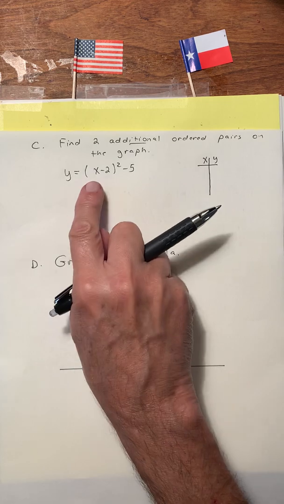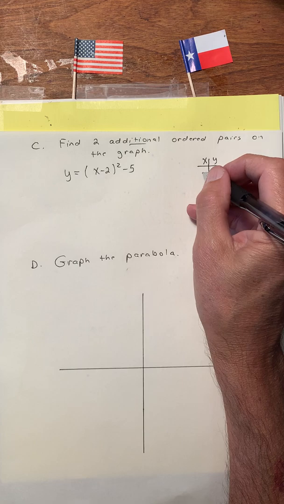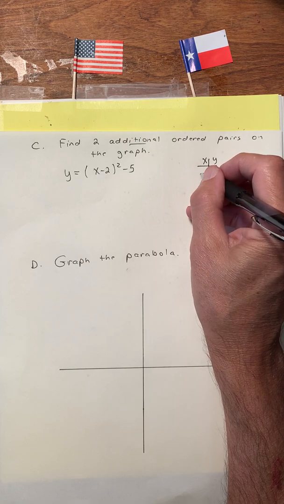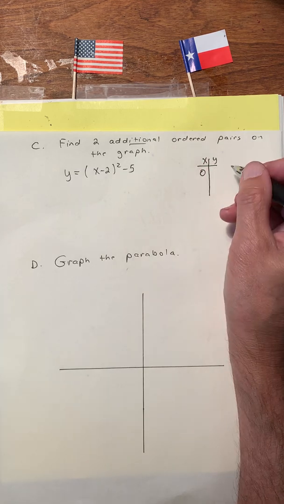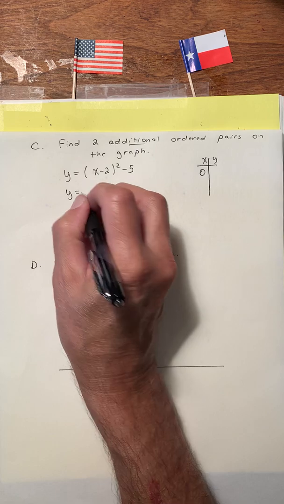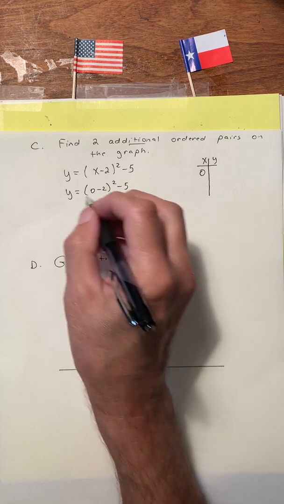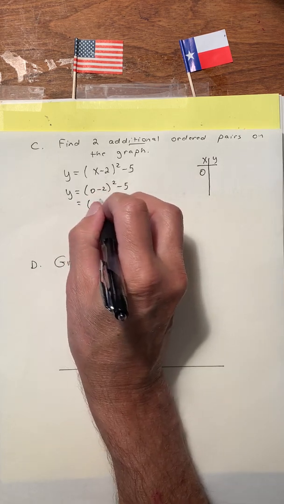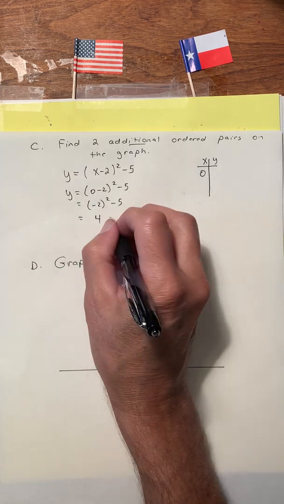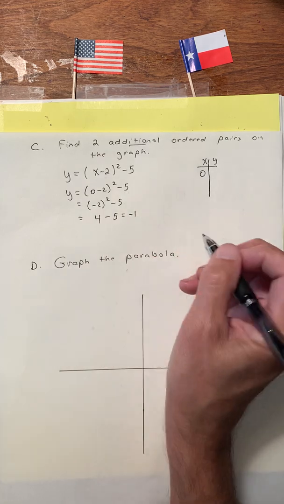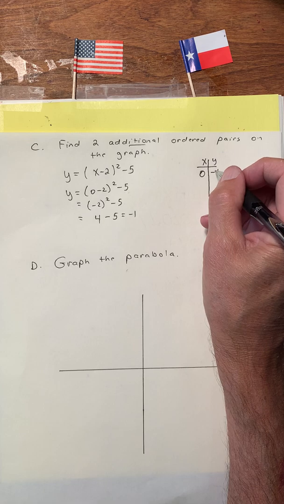So what do you want to pick for x? How about 0? I'll pick 0 for x. So y equals (0 minus 2) squared minus 5. That's negative 2 squared minus 5. That's positive 4 minus 5. It's negative 1. So if I pick 0 for x, I get negative 1.